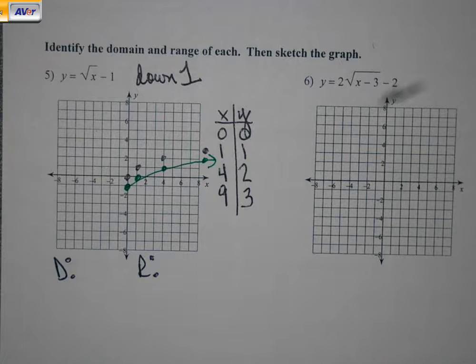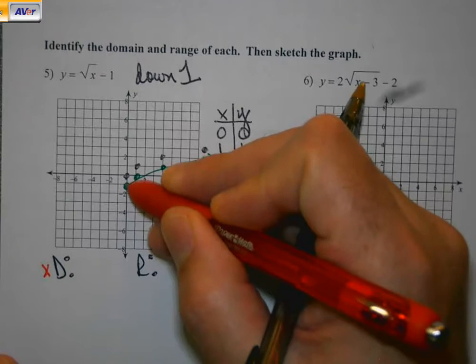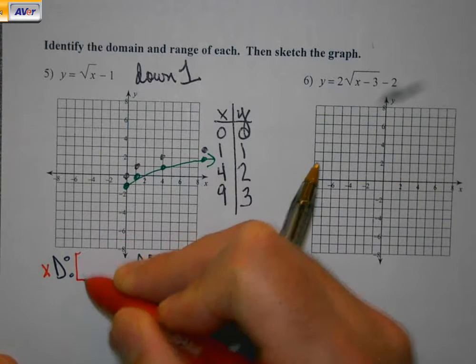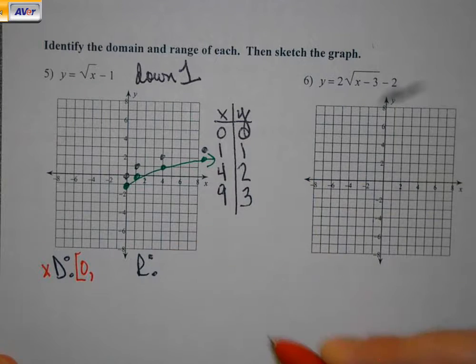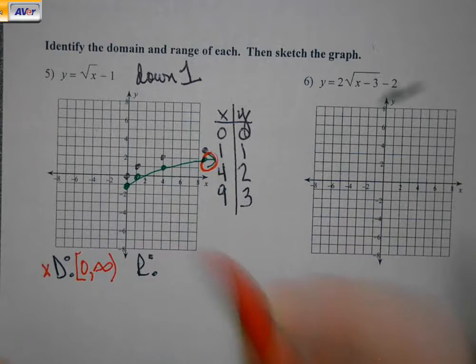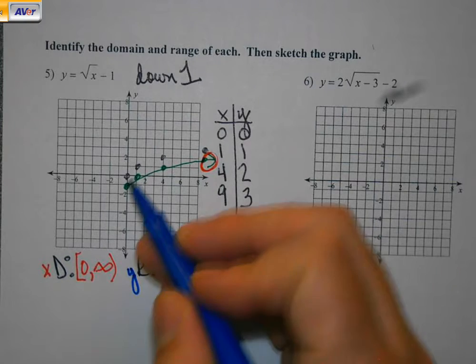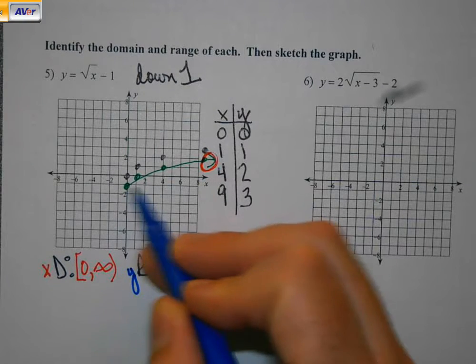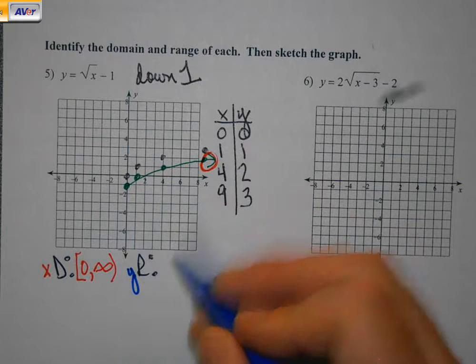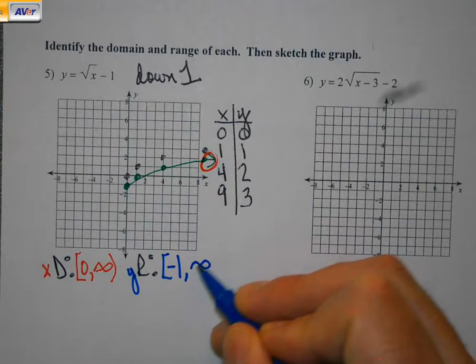So domain and range. Domain, my x values from left to right. Here's my furthest point left. It starts at 0 and goes forever to the right. My range, my y values. Same point, but now it's the y value I'm looking at, which is down 1 or negative 1. And then would it be then up?